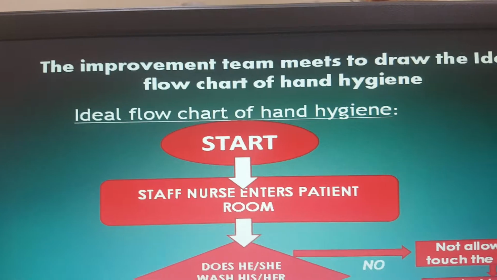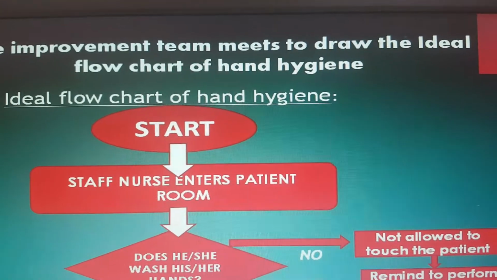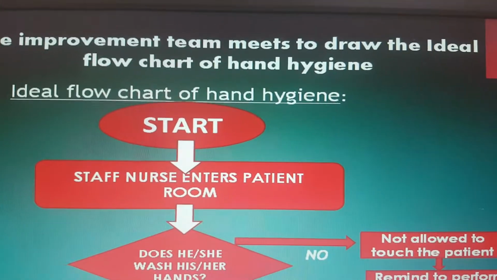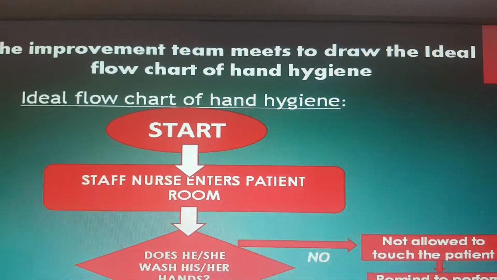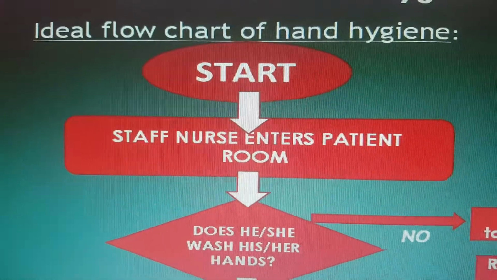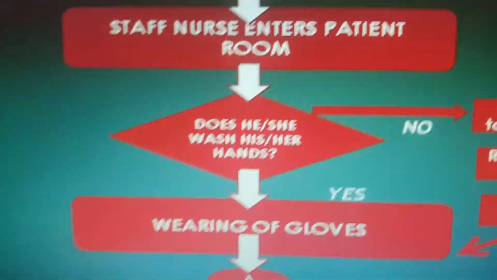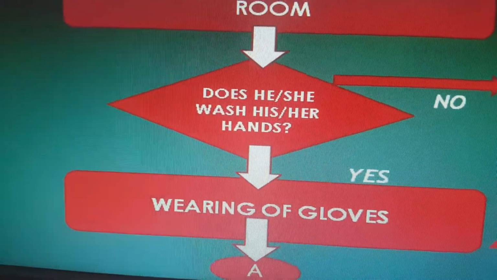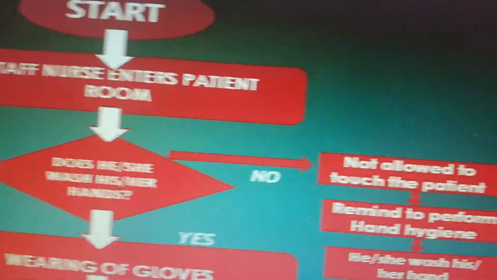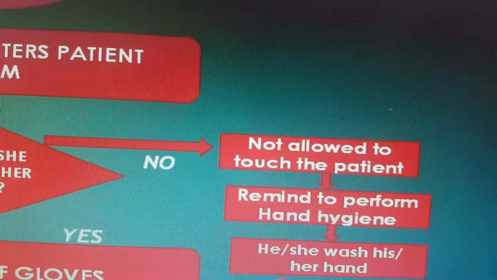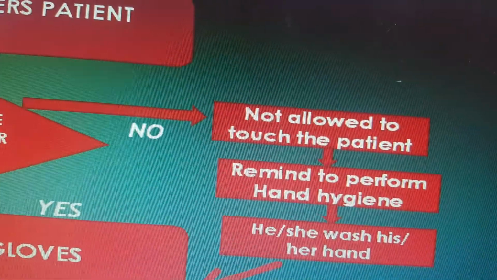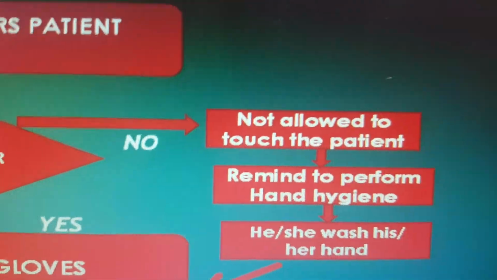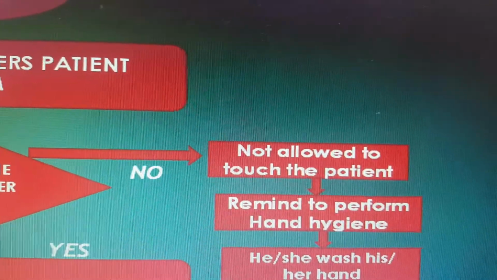The improvement team meets to draw the ideal flow chart. What must the ideal be? We saw the flow chart before, and now what the ideal is supposed to be. First, the staff nurse enters the patient room. He or she washes the hands, or maybe not. If not washing the hands, not allowed to touch the patient. Remind to perform hand hygiene, and he or she washes the hands. So we have to remind the staff to wash or to use the alcohol gel before entering the room.